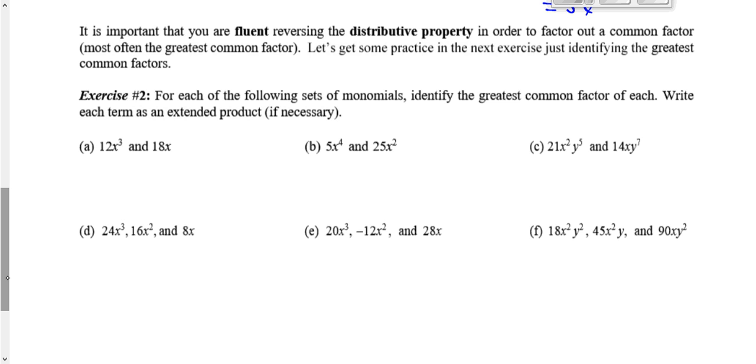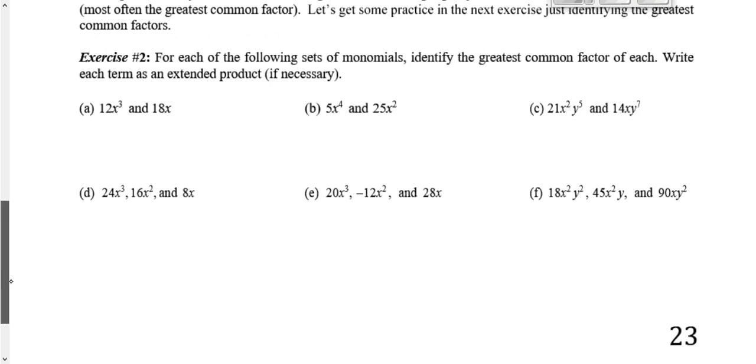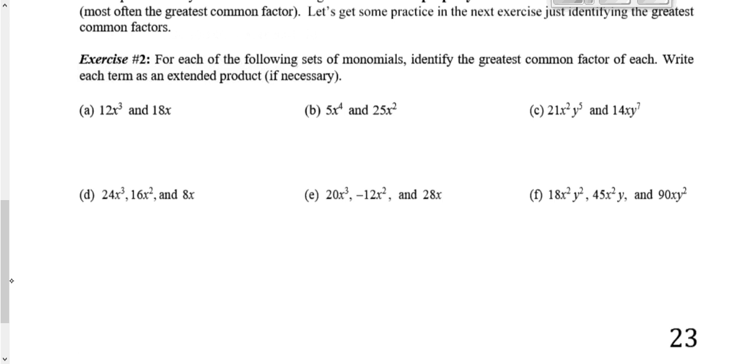Let's see. So, for each of the following sets of monomials, let's identify the GCF of each, okay? We'll start out maybe with the first few, breaking each one of them up separately, like we did up here. And then we won't really have to do that, right? So, yeah, the 12x to the cubed, we can rewrite as 4 times 3 times x times x times x, right? What about the 18x, people?